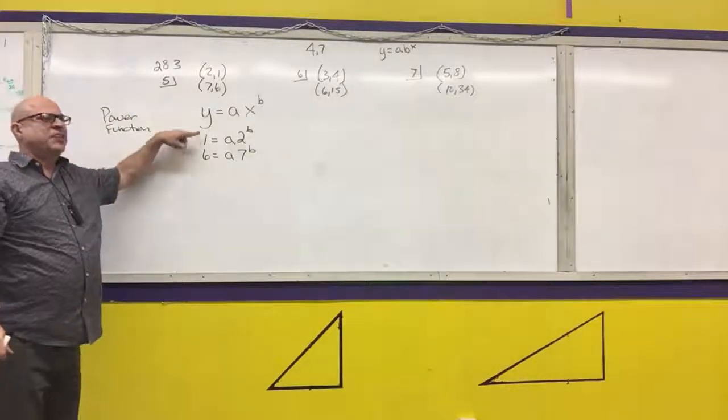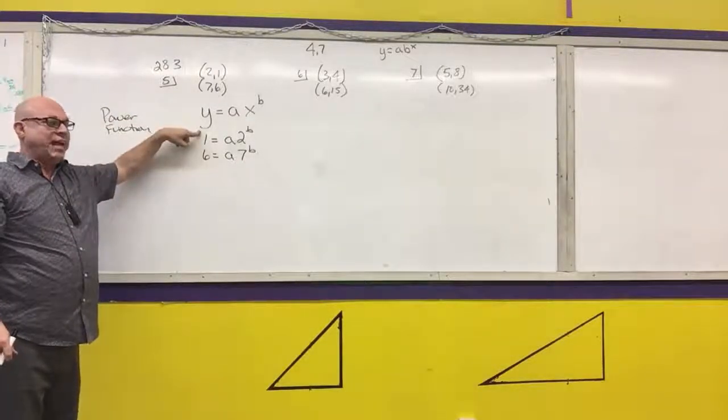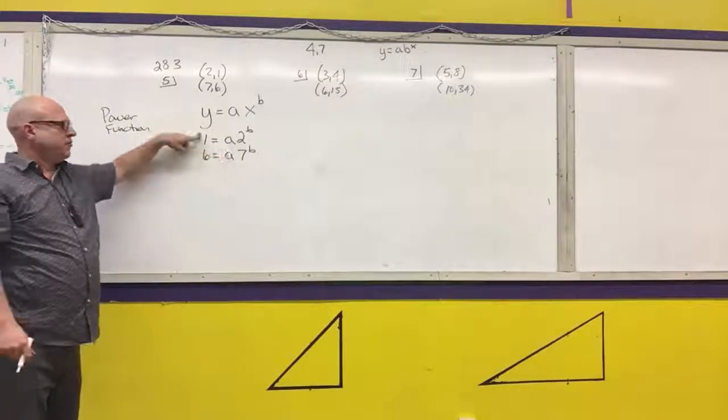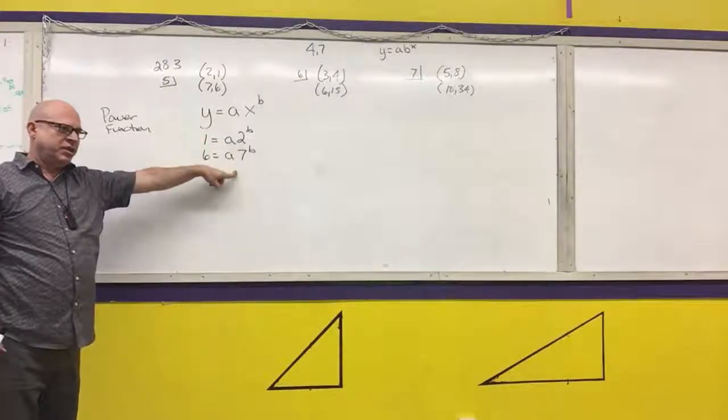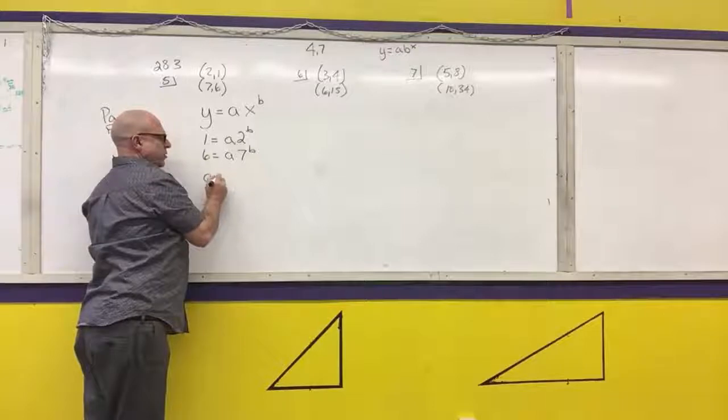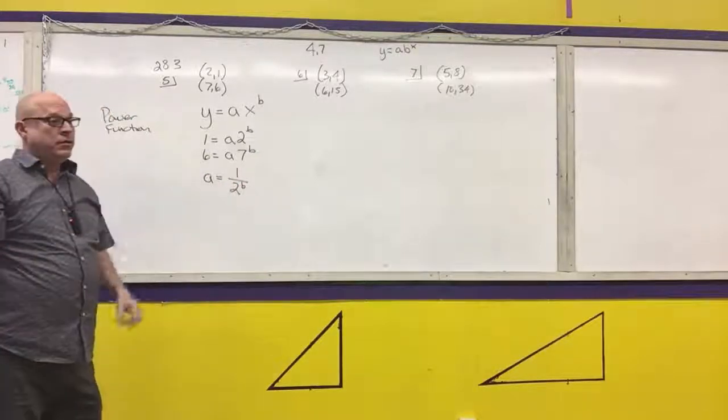What I'm going to do here is I'm going to solve my first equation for a and then substitute it into the second equation. So I solve this one for a, I get a equals 1 over 2 to the b. Any questions on that?